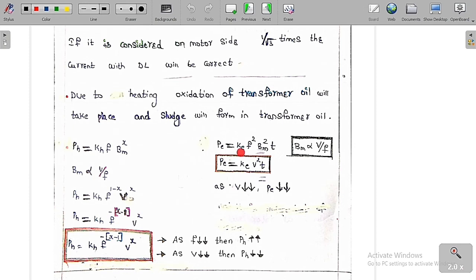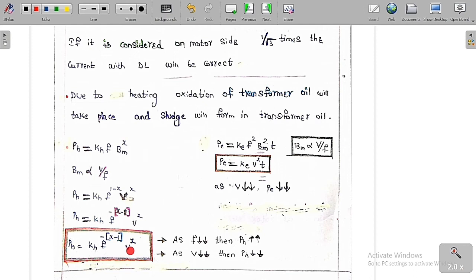The eddy current loss is equal to K into Bm square into f square into t square. So P is equal to K into Bm square f square into t square. Here it should be t square. If you substitute Bm as directly proportional to voltage by frequency, we get V square. So as V decreases, P also decreases. As the voltage decreases, eddy current loss also decreases.